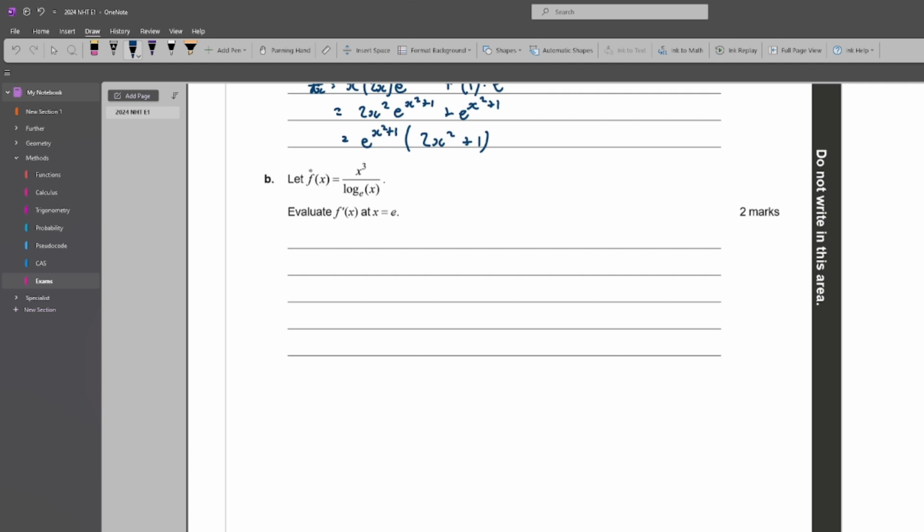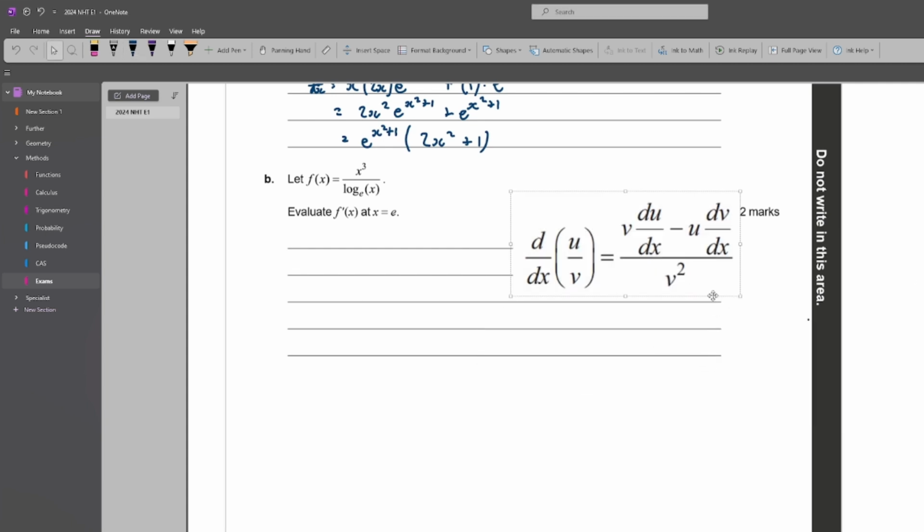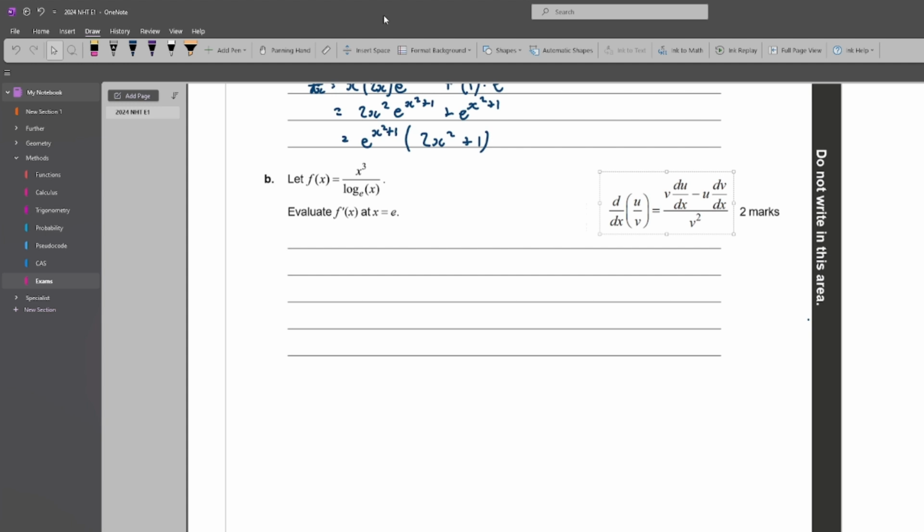Part B, we've got f of x equals a quotient this time, so we use the quotient rule. Evaluate f dash x at x equals e. This is typical of part B's, that you need to find f dash x, and then don't forget to sub in the value you've been given for the second mark. If you can't remember your quotient rule, I remember it as just derive the top one first and then the bottom one. But if you can't remember your quotient rule, you can just grab the formula from the back of the exam. That's what I'm doing now. And you can use that.